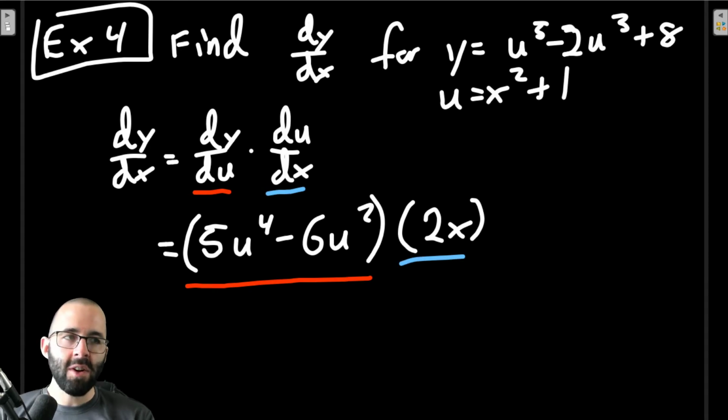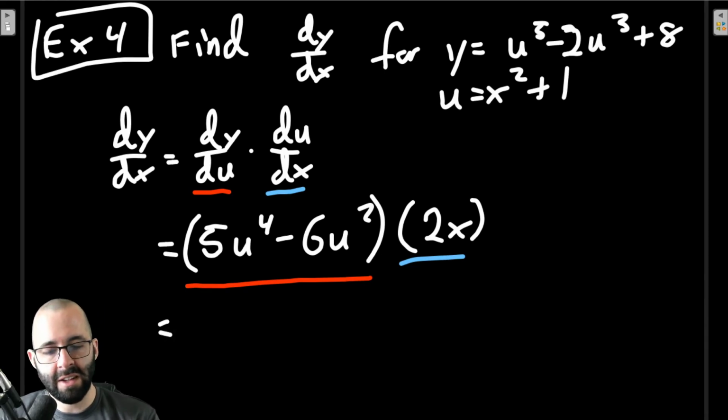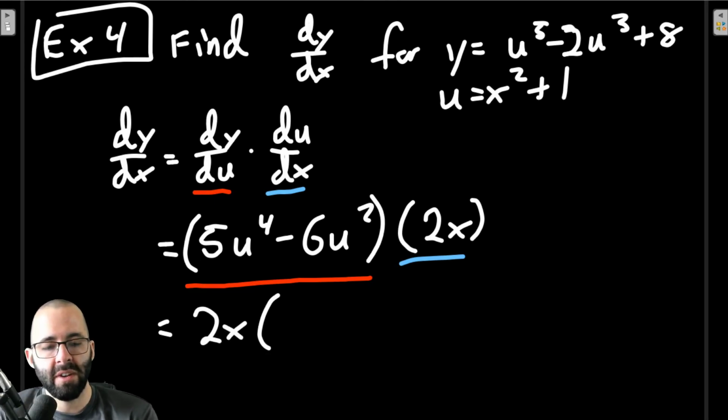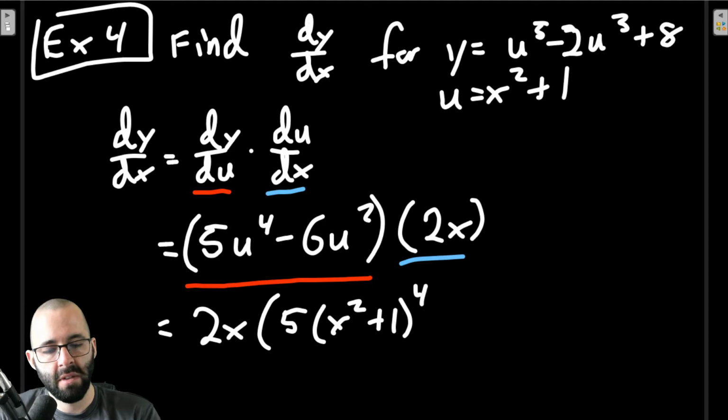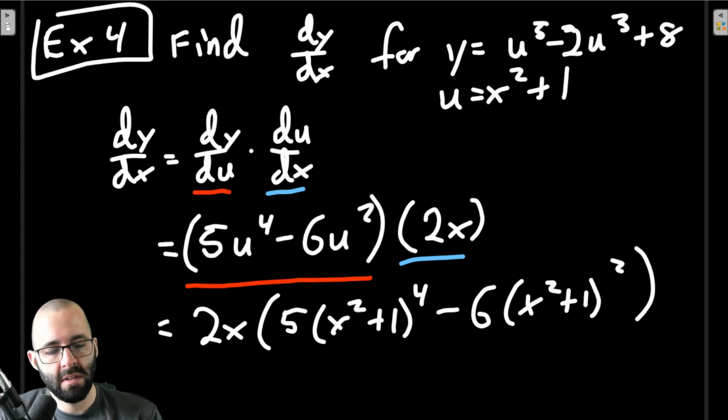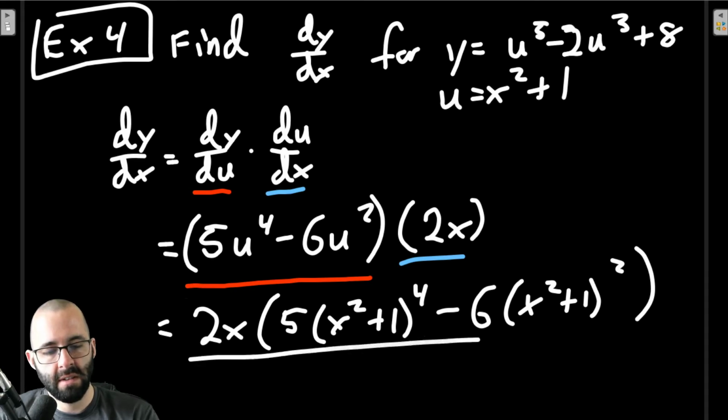But we should have our answer all in the same variable. Usually we like our answers all in terms of x. So that's what we're going to do here. I'm going to write the 2x in front. You don't have to, but we usually write the 2x part in front. 5 times u, which is x squared plus 1, to the 4th, minus 6 times u, which is again x squared plus 1, squared. There's a little bit of a way that we can simplify this, but I'm okay leaving this as our final answer.